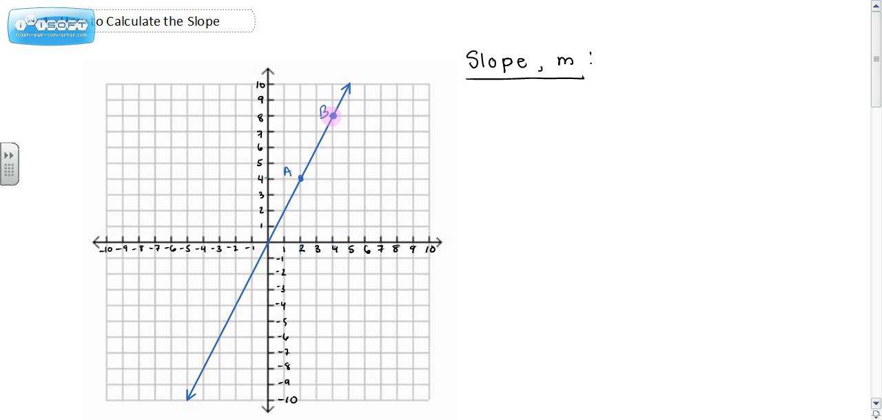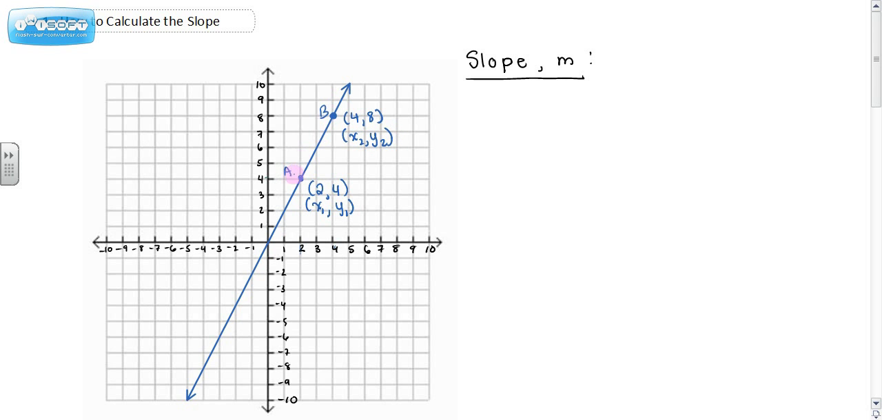Calculating the slope between the A and B points, which is a line segment, is the same as calculating the slope of the entire line. So let's get started. The coordinate of A is 2 and 4. 2 represents my first x value, 4 represents my first y value. Point B is along the coordinates of 4 and 8. 4 represents my second x value, and 8 represents my second y value.